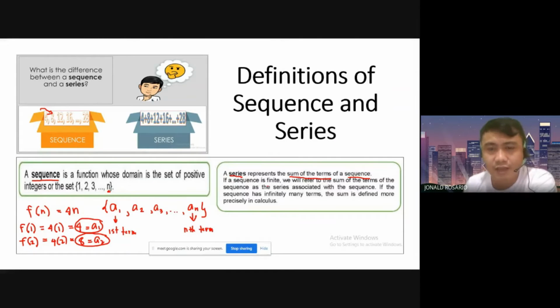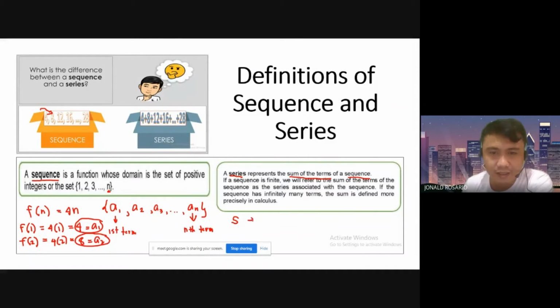If a sequence is finite, we will refer to the sum of the terms of the sequence as the series associated with the sequence. Okay? So, pag finite daw yung ating sequence, makukuha natin yung sum ng mga terms. Depende kung ilang ang isasum natin. For example, kapag sa sequence, ang mga terms na ginagamit ay a sub 1 up to a sub n. Pag series naman, s or S ang ginagamit. Okay?